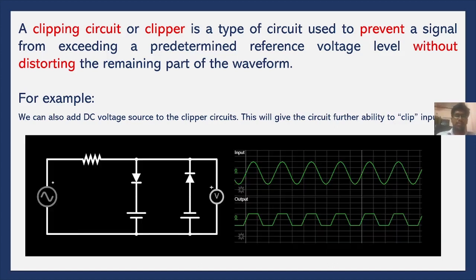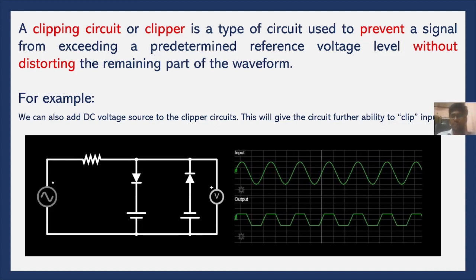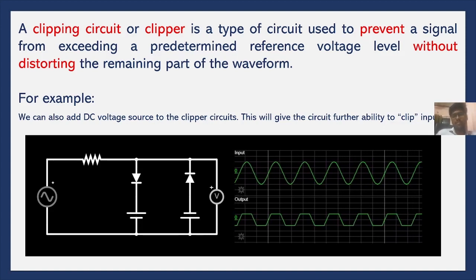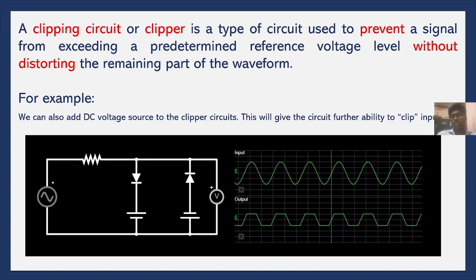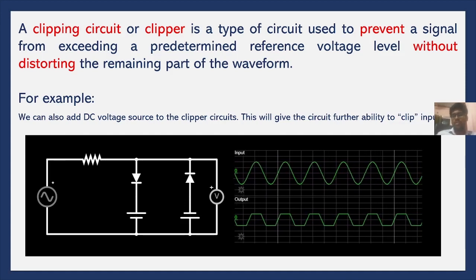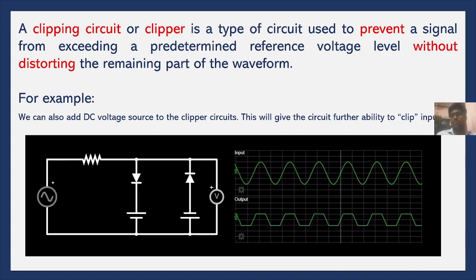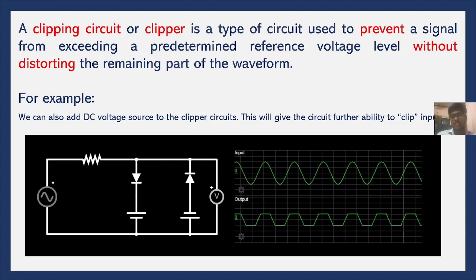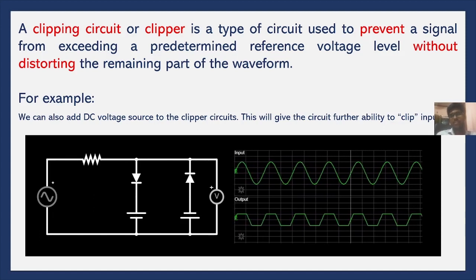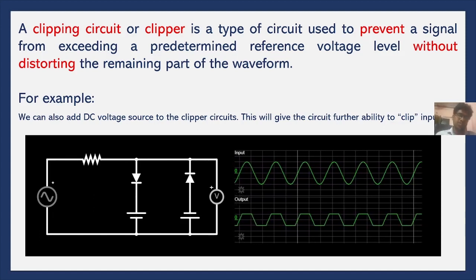For example, if we see this circuit where there are two diodes and two DC sources, for the positive and negative half cycle of the input, we will get a clipped version of the input in the output. So here some portion of the positive half cycle is clipped and some portion of the negative half cycle is clipped due to the DC voltage source.